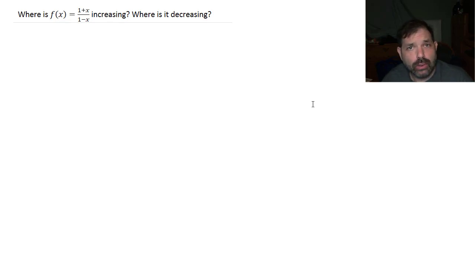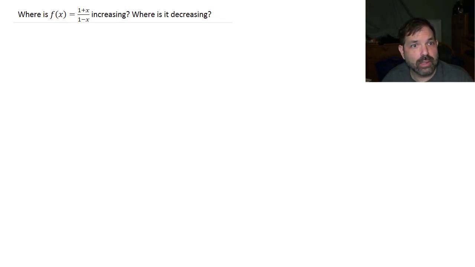Hello again. So now that we've developed the product and quotient rules, let's see some examples of their use outside of just strictly differentiating functions. Let's see some applications. So our first exercise here asks us, where is the function (1 plus x) divided by (1 minus x) increasing? Where is it decreasing?